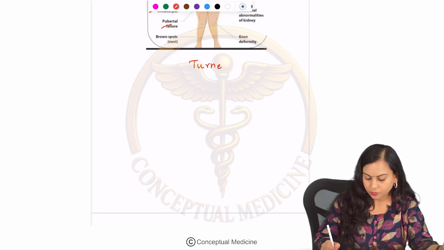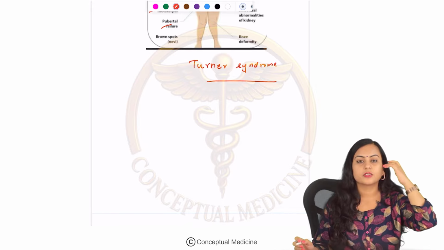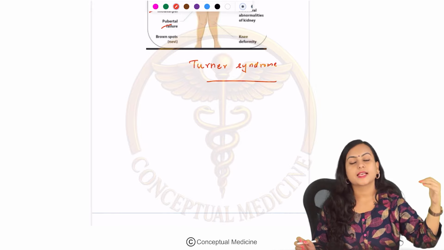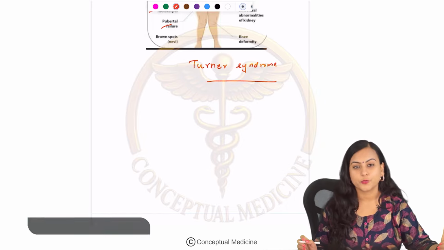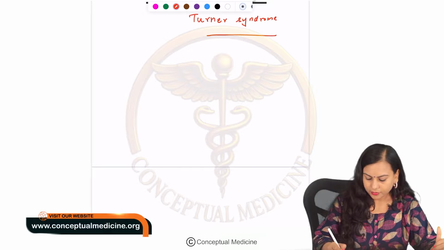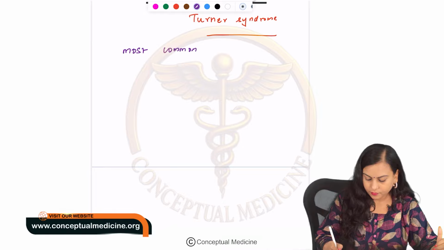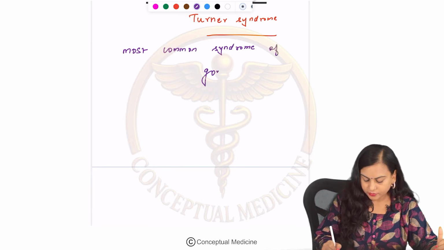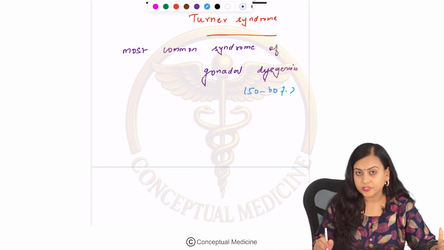So a Turner syndrome question is also very important. They can ask it in any way. They may just give you the clinical features, or they may ask it as a case of primary infertility. That is the most common presentation of Turner syndrome, right? So you have to know that Turner syndrome is the most common syndrome of gonadal dysgenesis. This constitutes about 50 to 60% of the cases of gonadal dysgenesis.